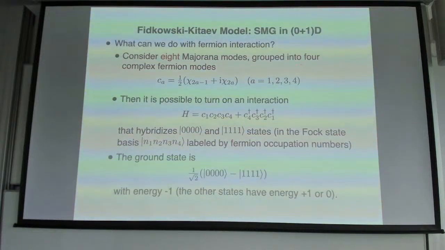They can be grouped into 4 complex fermion modes because every pair forms a complex fermion. So I will denote these complex fermion operators as c_a, a equals 1, 2, 3, 4. Then it is possible to turn on an interaction, and the Hamiltonian reads like this. It's c1, c2, c3, c4, the annihilation operators, plus the Hermitian conjugate, the creation operators. So you can see that this Hamiltonian simultaneously creates 4 fermions. And actually the system only has 4 complex fermion modes.